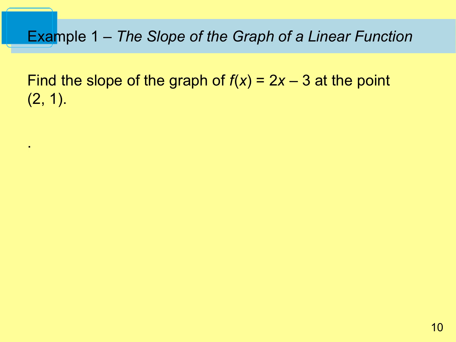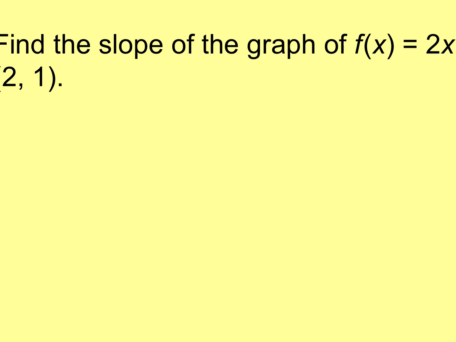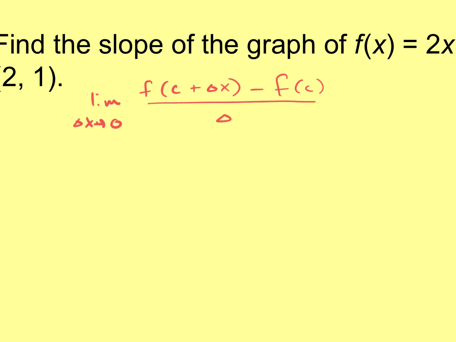So let's look at example 1. It says find the slope of the graph of f of x equals 2x minus 3 at the point 2, 1. So we're going to use the limit with the difference quotient to help us find the slope here. So we have the limit as dx approaches 0 of f of c plus dx minus f of c over dx.